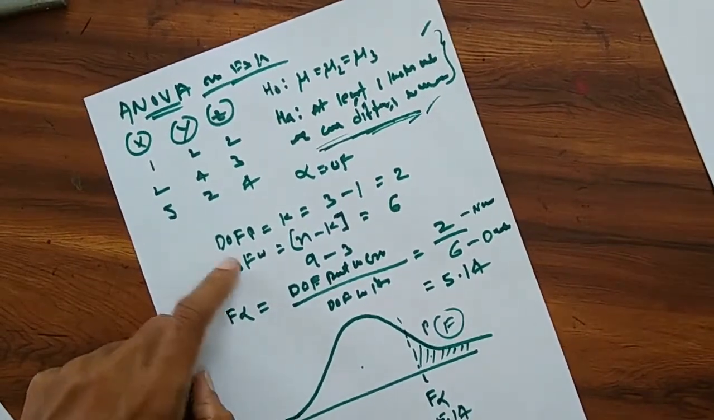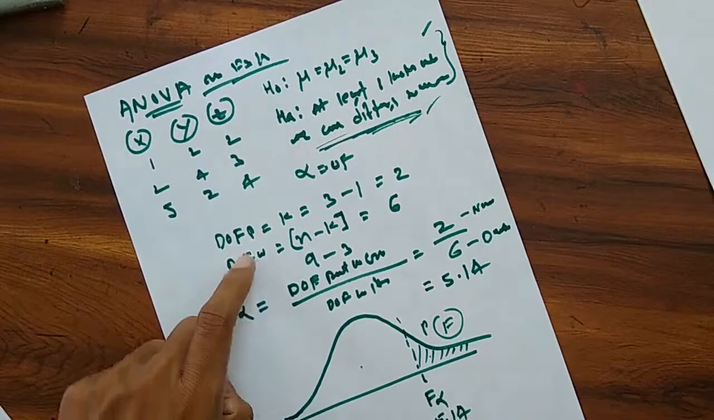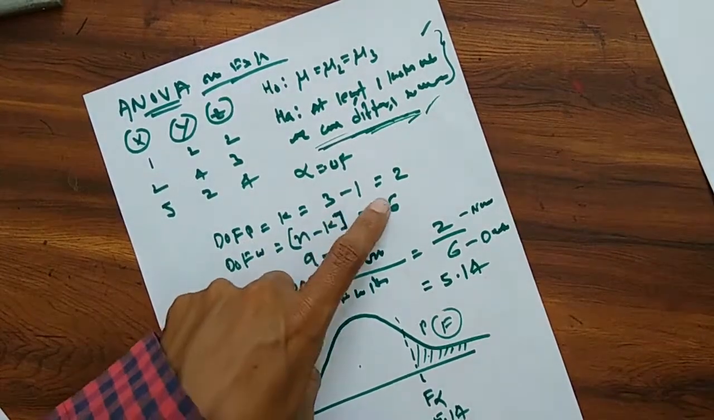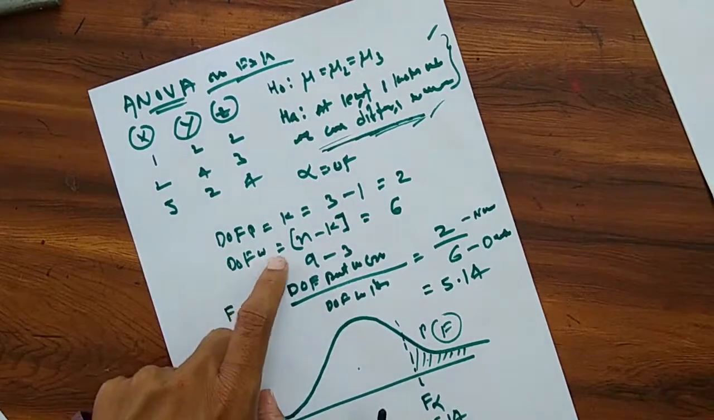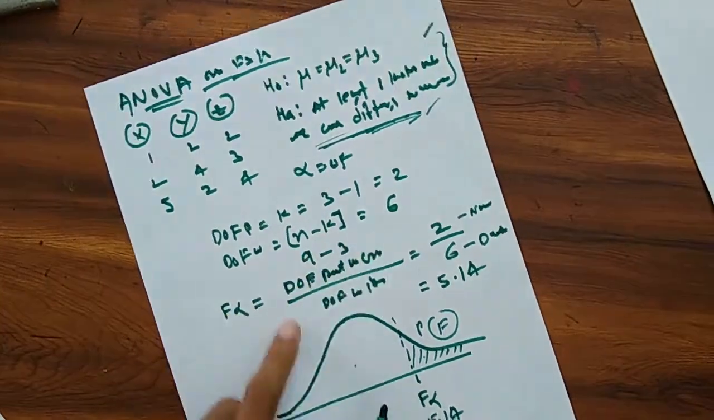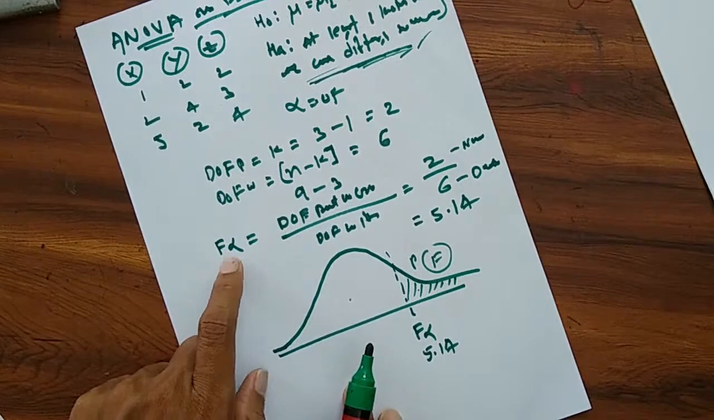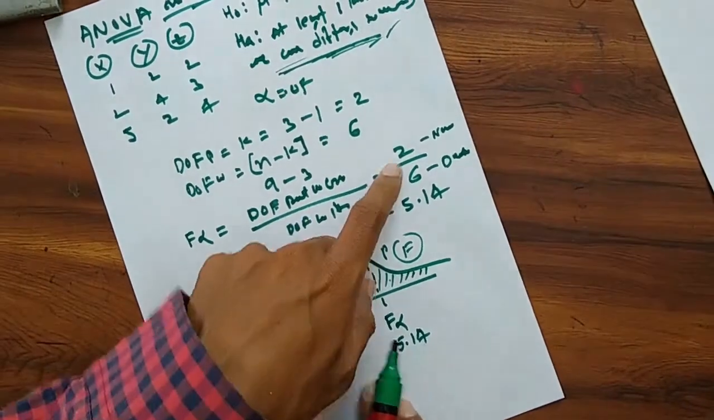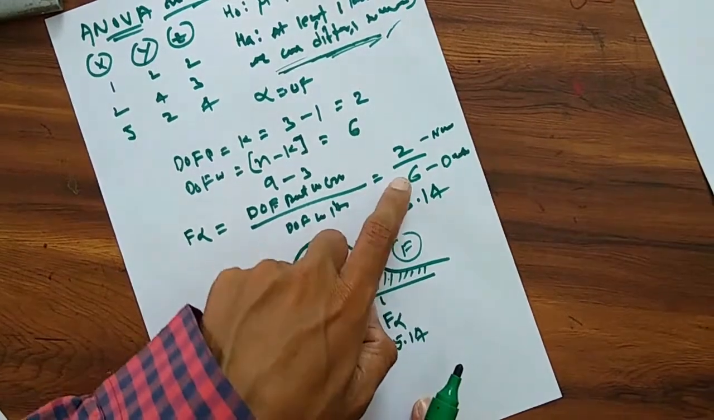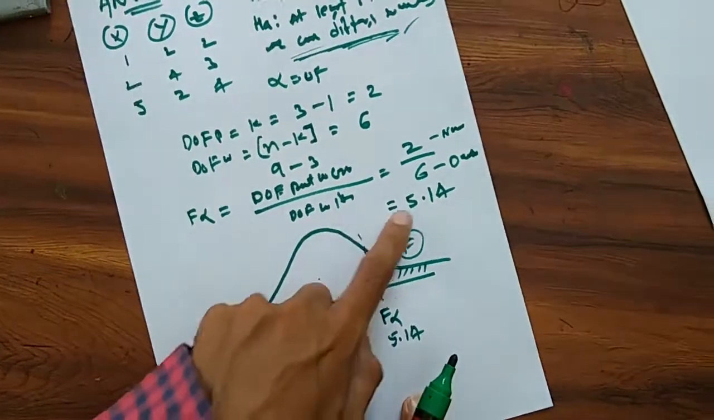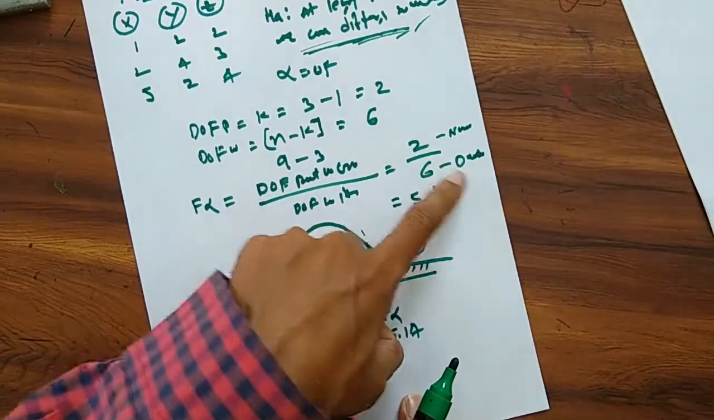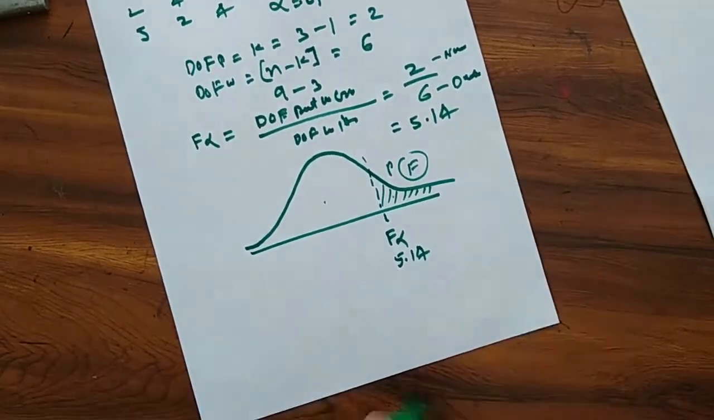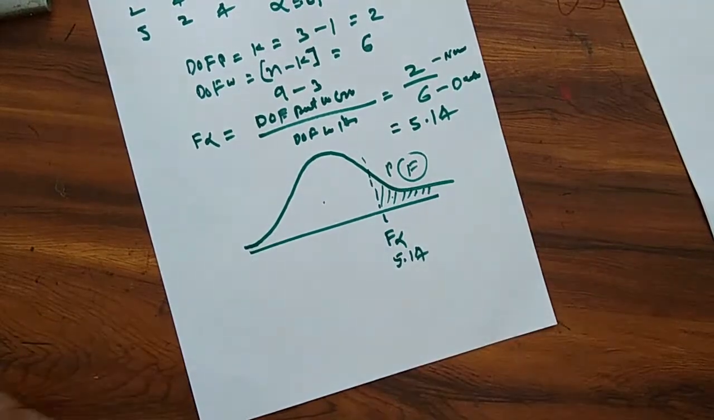So till now, let me repeat once again. First we found degrees of freedom between groups, that is k, 3 minus 1 equals 2. Degree of freedom within groups, n minus k, that is 6. So we calculated F alpha. F alpha is degrees of freedom between groups by within groups, that is 2 by 6. By seeing any statistics table, you can find this value by seeing numerator and denominator, that is F 5.14. Okay, now we calculated this.